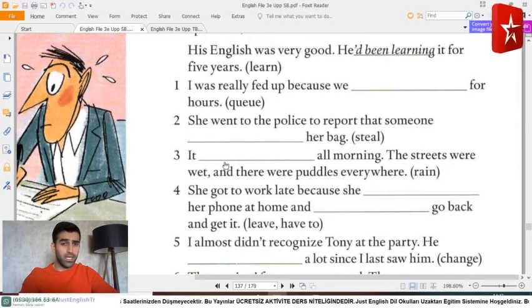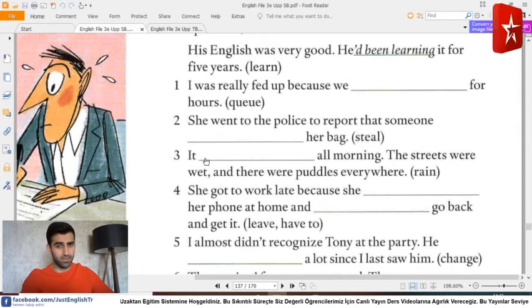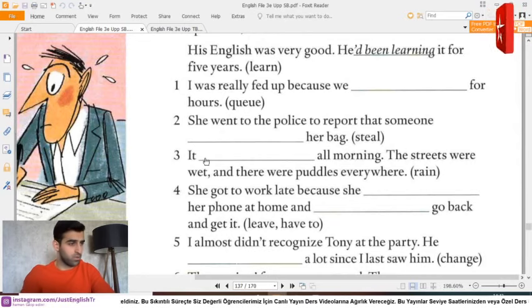Number three: all morning. The streets were wet and there were puddles everywhere. So, sentence number three, which one is the correct? It had rained or it had been raining. We must choose past perfect or past perfect continuous. Which one is correct in your opinion?